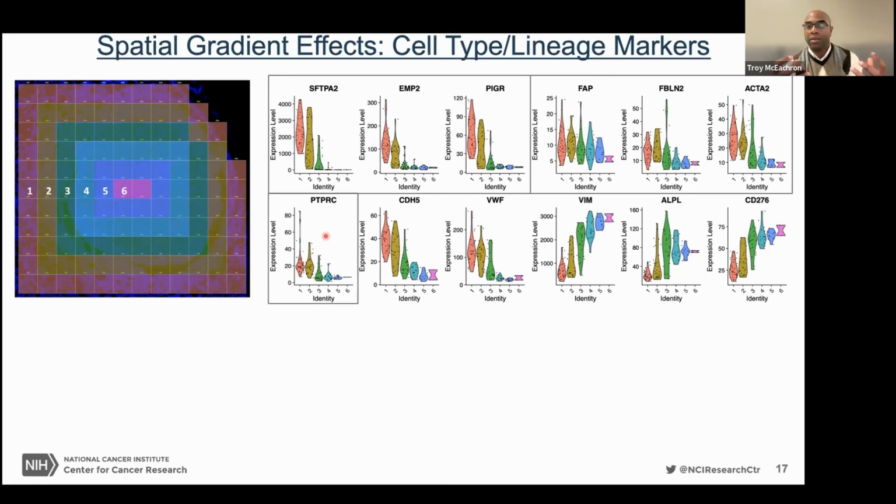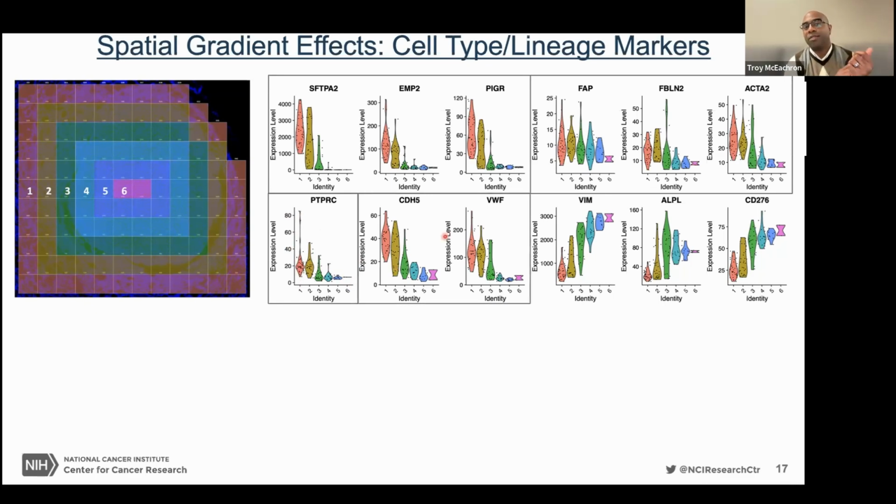PTPRC is a pan leukocyte marker, so all white blood cells, immune cells. When we go back to our previous data, you can see that the lymphocytes are on the outside of the tumor and then not really on the inside. And this is exactly what we see here, high expression on the outside. And then as we get closer into more towards the inside of the core of the tumor, we see decreased expression.